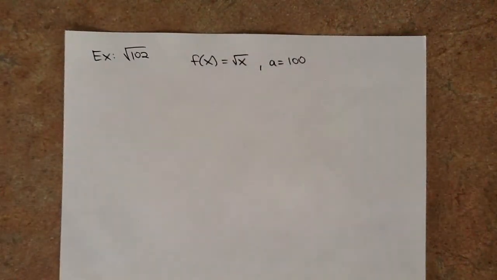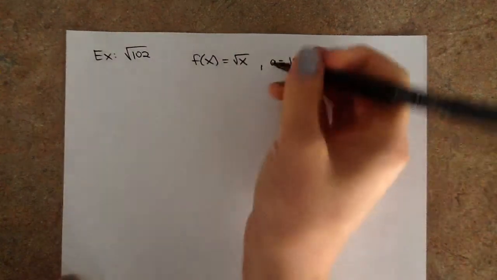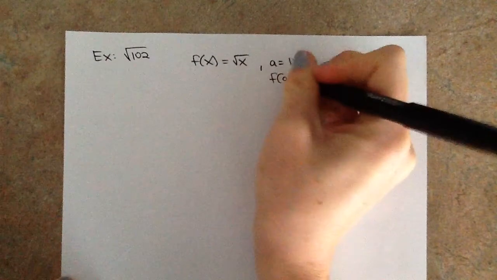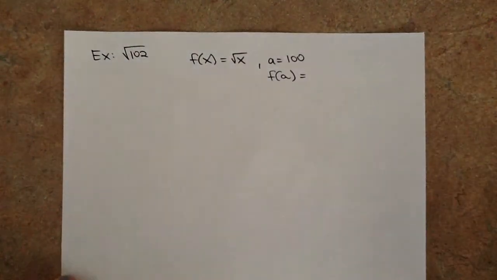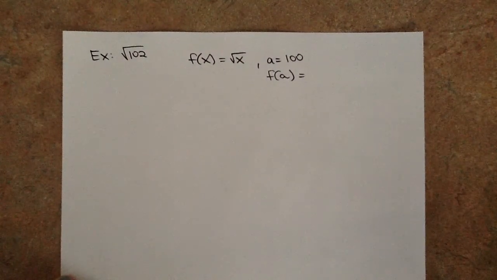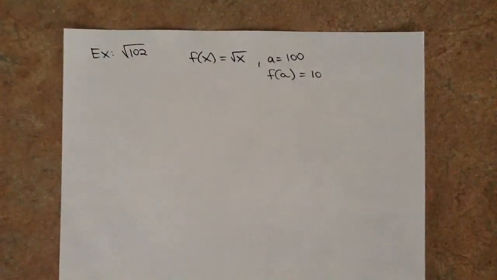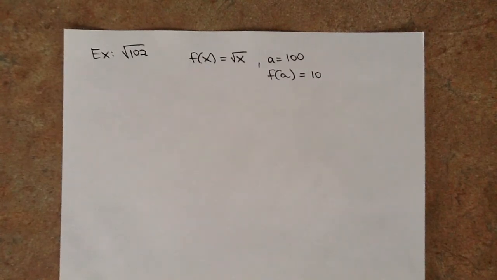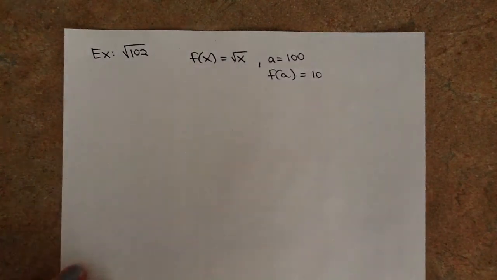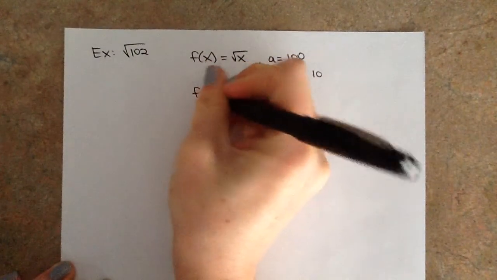Well, I'll say the square root of 100. Okay, so we need the y value to do a tangent line. So the y value would be f of a, which is what? 10. Good. We plug 100 into the square root of x, we get 10. What else do we need to get a tangent line? Slope. Okay, how do we find the slope? F prime. Good, so f prime.